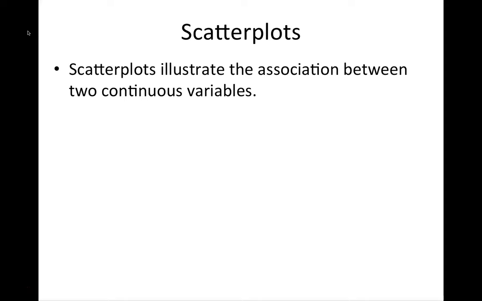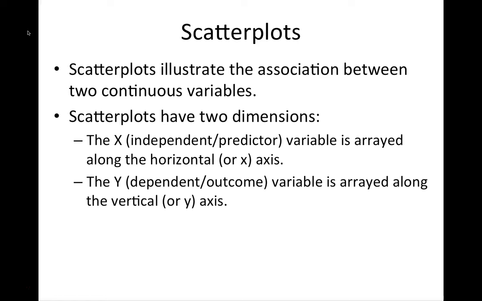Scatter plots essentially illustrate the association between two continuous variables. They can do other stuff too, but we'll look at them in terms of looking at the associations between two continuous variables. Scatter plots have two dimensions, much like all plots or graphs. They have the x variable, which we think of as the independent or predictor variable, arrayed along the horizontal or x-axis. And the y, the dependent outcome variable, is arrayed along the vertical or y-axis.